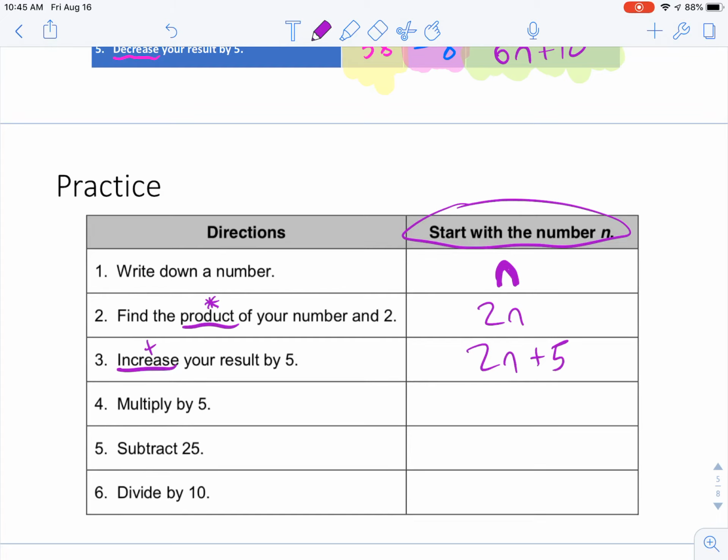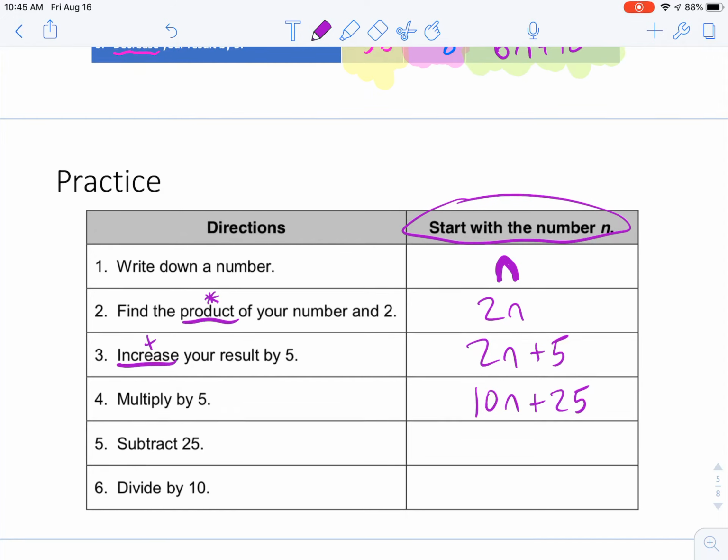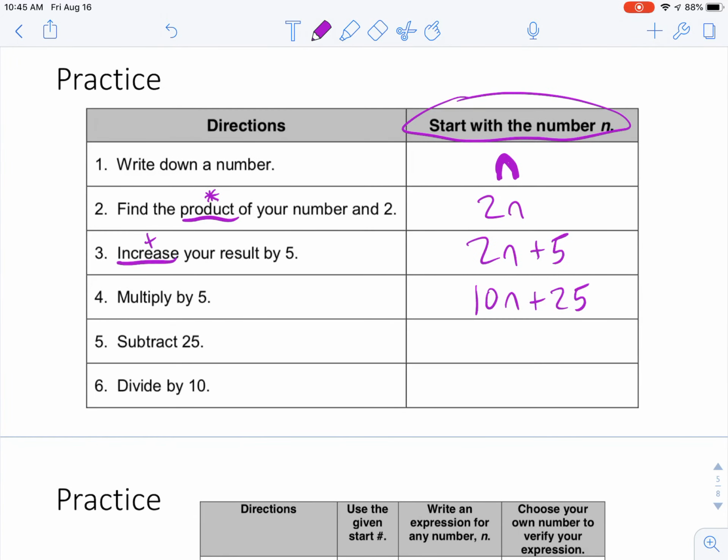Now, I'm going to multiply by 5. That means I've got to multiply everything by 5. 2n times 5 is 10n. 5 times 5 is 25. Finally, I'm going to subtract 25. Just like the last example, subtracting 25 is just going to get rid of that many 1's. We have 25 1's. Well, 25 of them are gone, so we're down to 10n by itself, because plus 25 minus 25 becomes 0, and that 0 disappears. So we just have 10n when we take away 25.